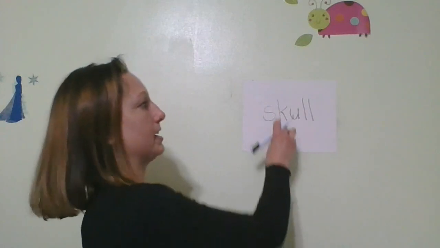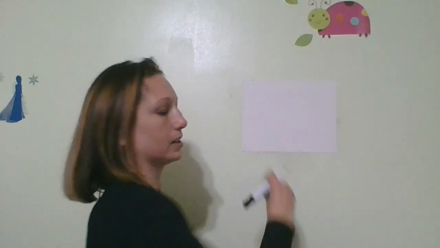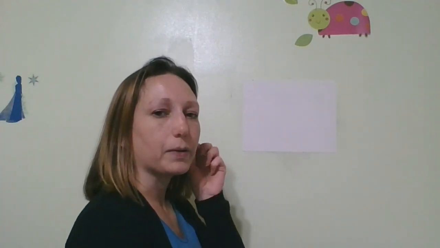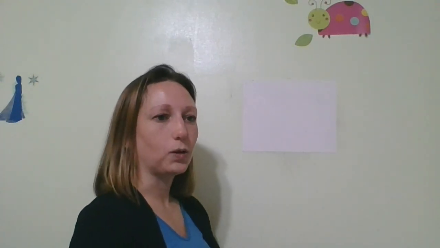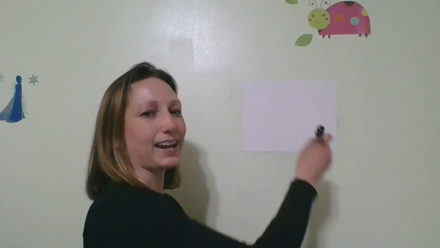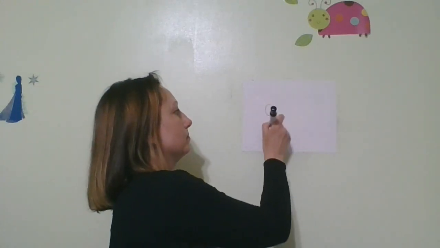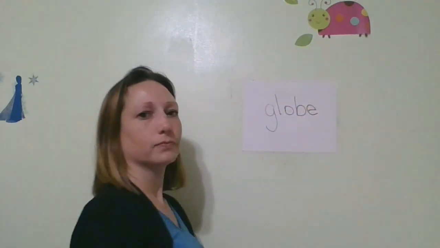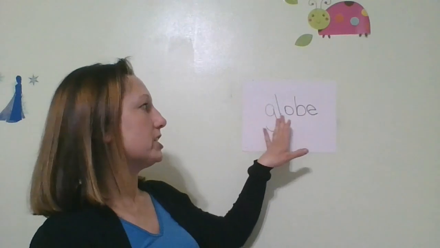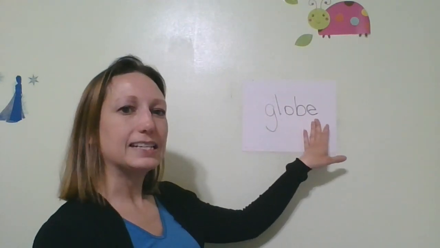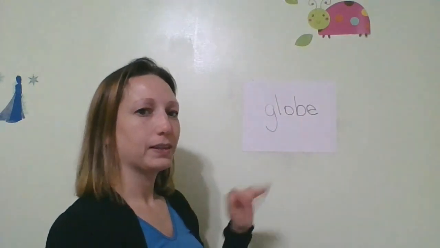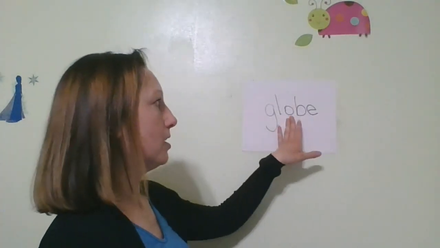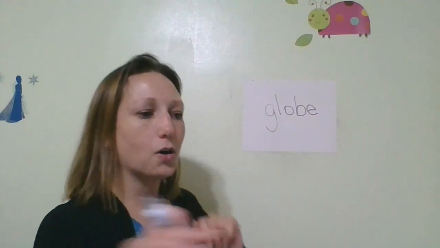Next one, globe. A globe is a round model of the earth. Think about the vowel sound you hear in there. What sound is that vowel making? And how did you spell globe? G-L-O-B-E. That O is saying O, so I know I need to put the E on the end. O, consonant E, says O.